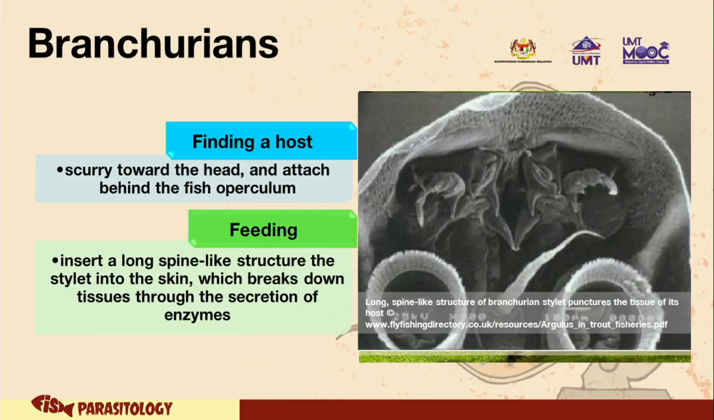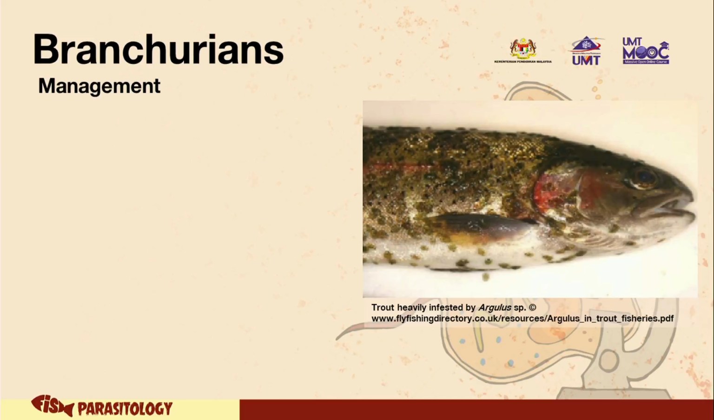In regards to feeding, they insert the stylet into the fish skin, which breaks down the tissue through the secretion of enzymes. The repeated puncturing of the skin, combined with activity of the parasite's serrated mouthparts, can cause damage and irritation. Fishes that are heavily infested with hundreds of branchurians can become debilitated. Some of the symptoms shown by fishes are signs of irritation, such as repeated jumping or congregation at high water movements. They may also demonstrate lethargy and appear darkened in coloration.